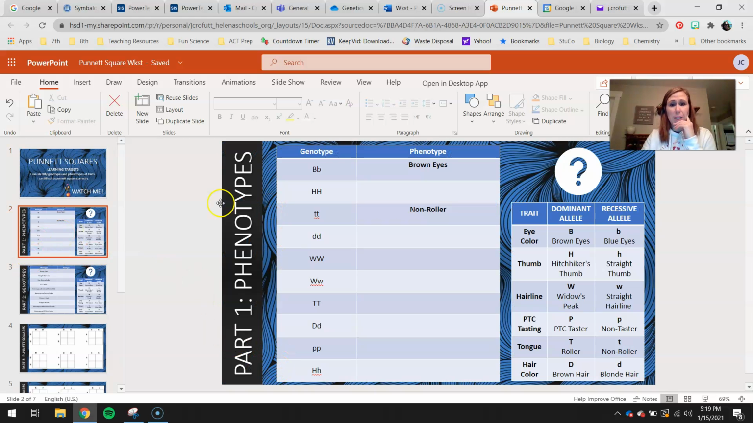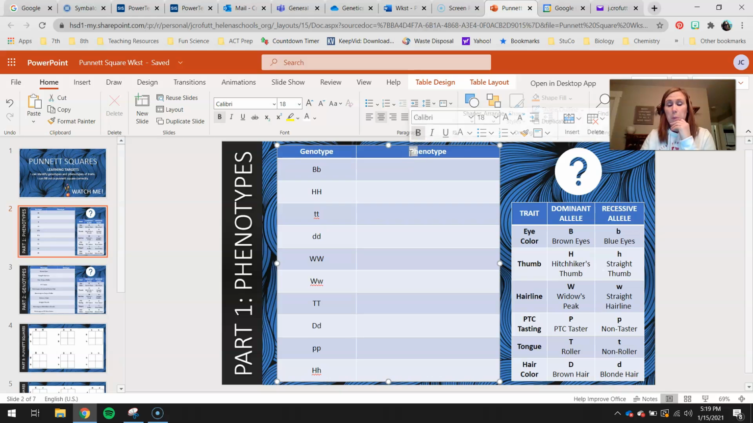Part 1 is called phenotypes. So for this, you'll need to use the key on the right-hand side. This tells you 6 different traits and then what the dominant allele and the recessive allele are for those traits. So for this activity, you are given the genotype, so you can see what 2 combination of alleles the parents pass down, and you're asked to find the phenotype.